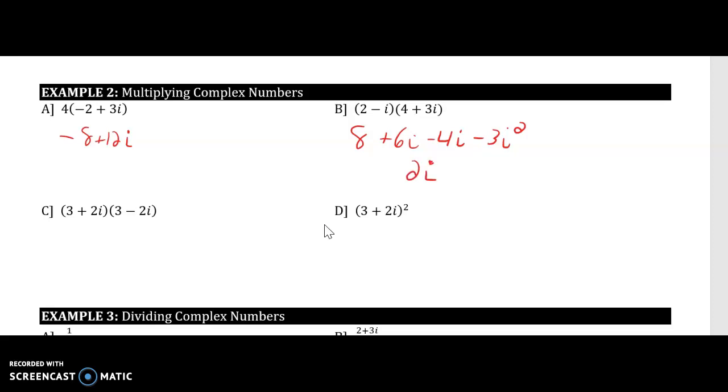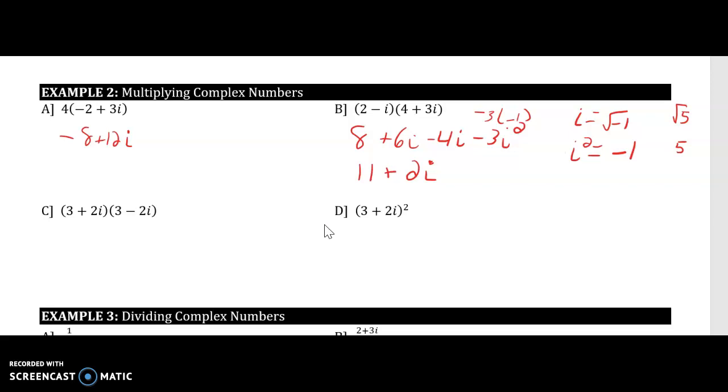And we need to discuss what's i squared. Well, remember, i is the square root of negative 1. i squared is negative 1. Think about it this way. If you have the square root of 5 and you square that, you get 5. It's the same idea. So this piece right here is negative 3 times negative 1, which is positive 3. Positive 3 and 8 is 11. So there's your answer.